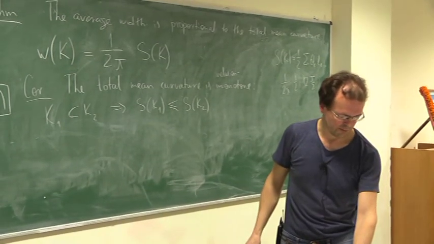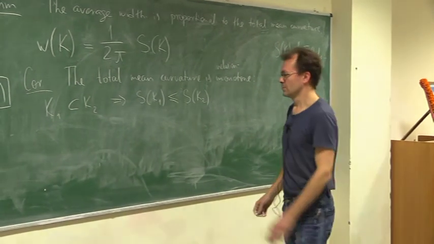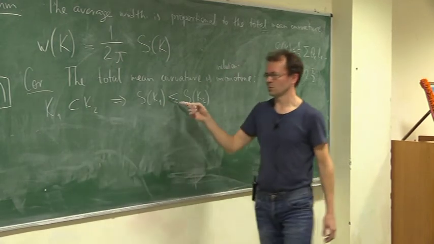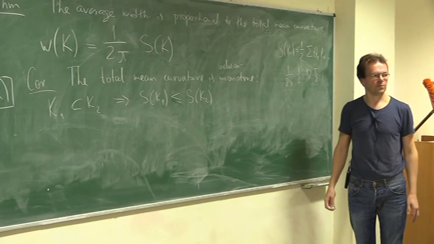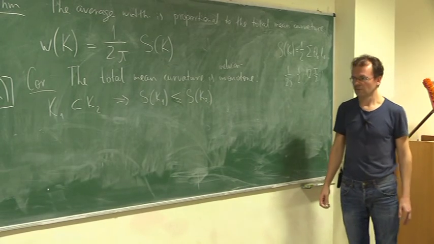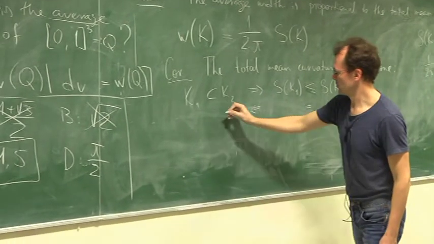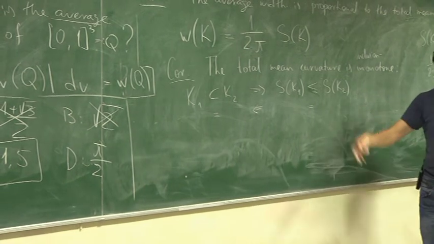Good. Actually it's strict. If it is strict here, then it's also strict here, because equality here implies equality here, if you have a subset.